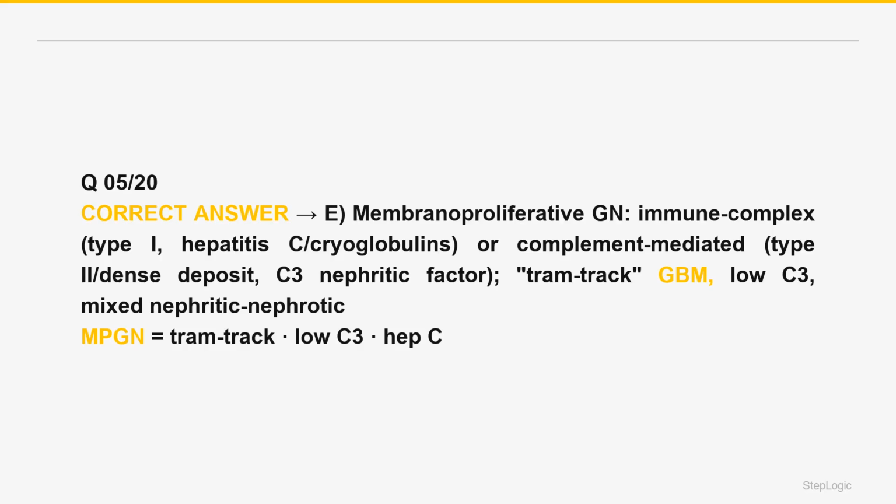There are two mechanistic types. Type 1 is immune complex mediated, strongly associated with hepatitis C, often with cryoglobulinemia, hepatitis B, and other chronic antigenemia and autoimmune conditions, with subendothelial deposits. Type 2, dense deposit disease, is driven by the C3 nephritic factor, an autoantibody that stabilizes C3 convertase, causing persistent complement activation. Both produce the tram track pattern and low complement. The mixed nephrotic, tram track, low C3, hepatitis C associated disease is membranoproliferative glomerulonephritis.